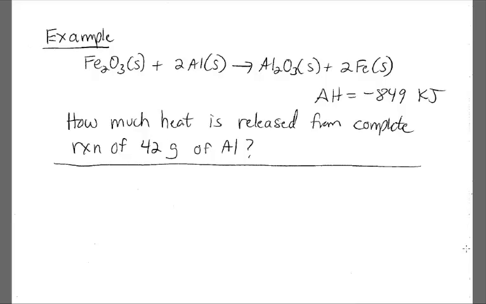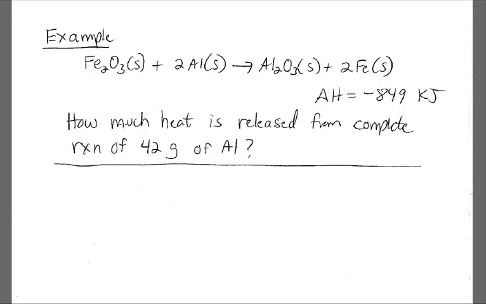Let's look at a real example. Iron 3 oxide plus aluminum going to aluminum oxide and iron. And the delta H here is negative 849 kilojoules. This is known as a thermite reaction. It's a very exciting reaction to watch because it produces a lot of heat. 849 kilojoules is a lot of heat. And since it's negative, you know that's released. Okay, it's exothermic. It produces heat.